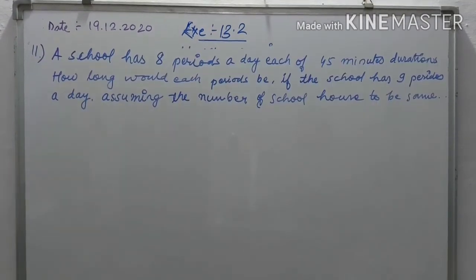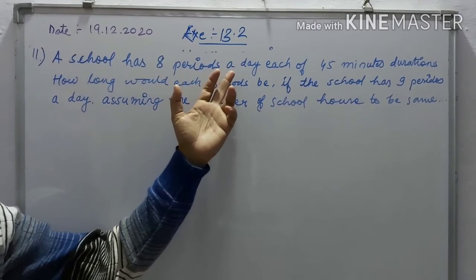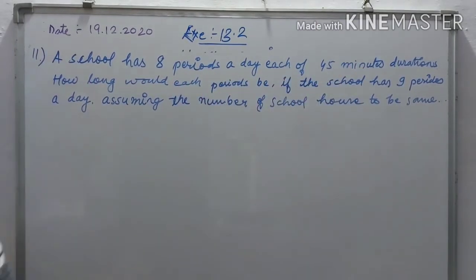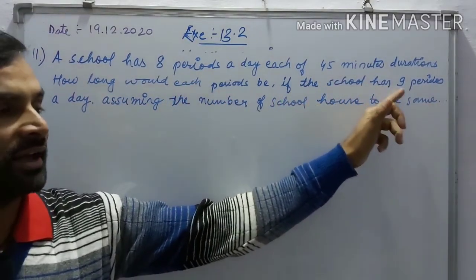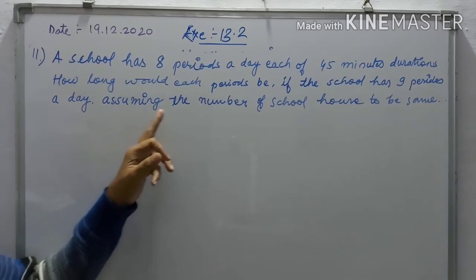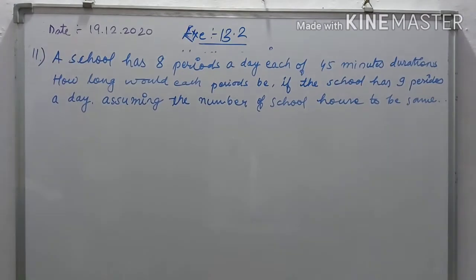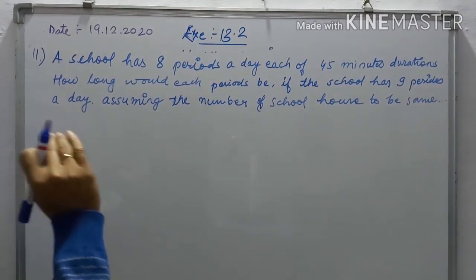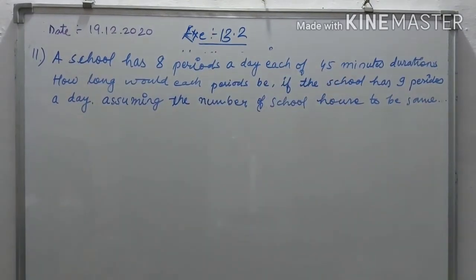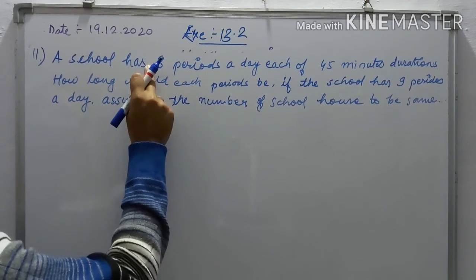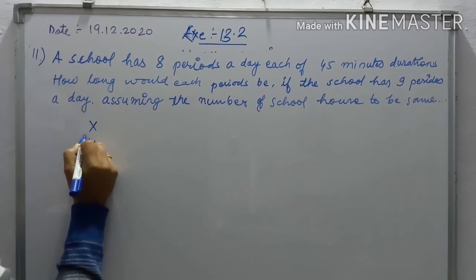Question number 11. A school has 8 periods a day, each of 45 minutes duration. How long will each period be if the school has 9 periods? Assume that the number of school hours is the same. The school time does not increase, but we adjust 8 periods to 9 periods, and the time of 45 minutes adjusts, increases or decreases. Obviously, when 8 periods become 9 periods, the timing of each period decreases.